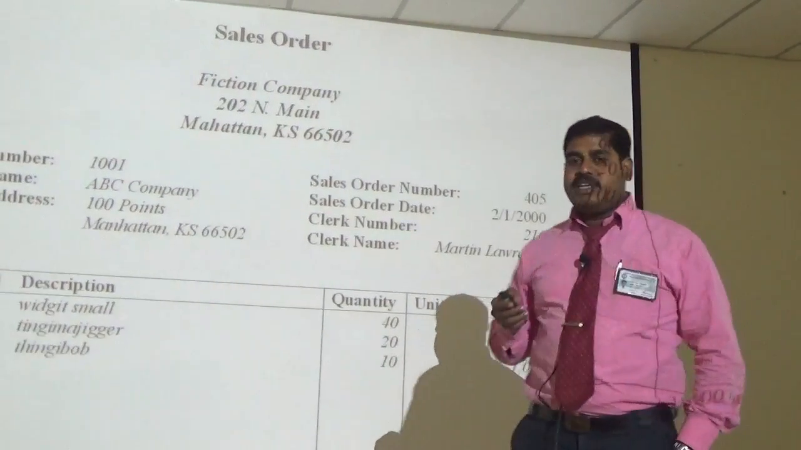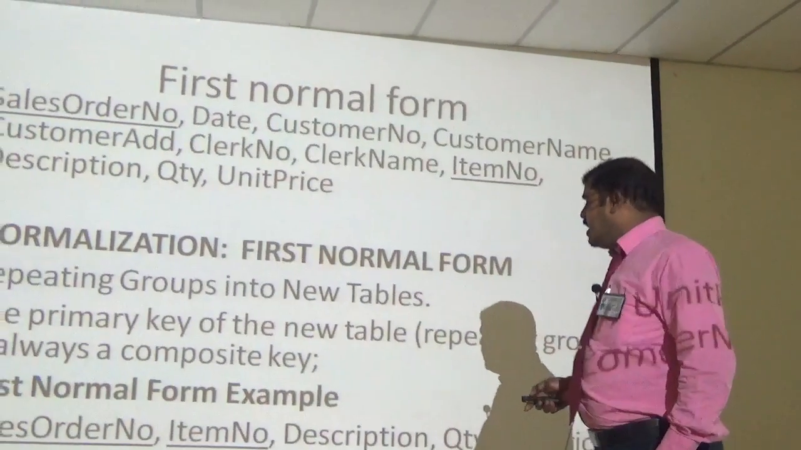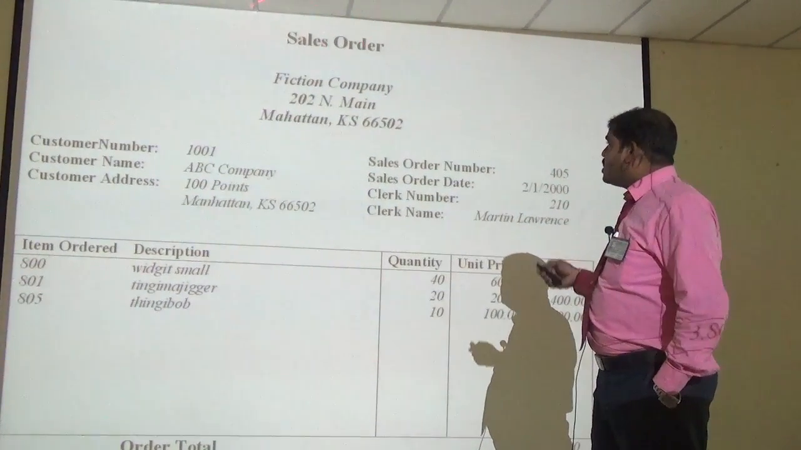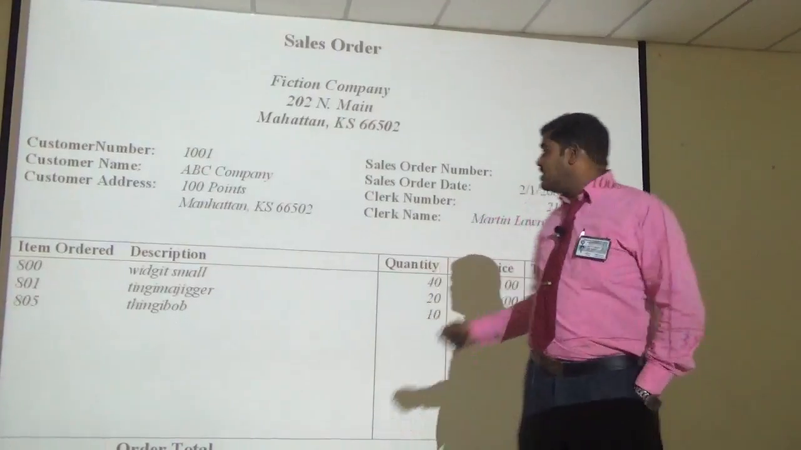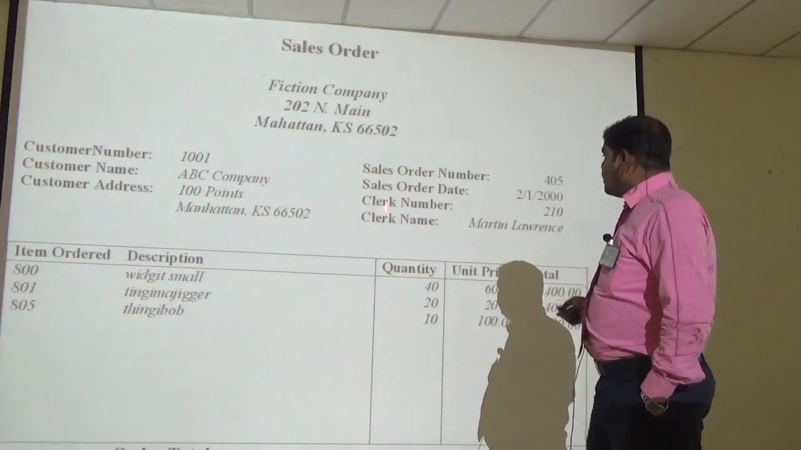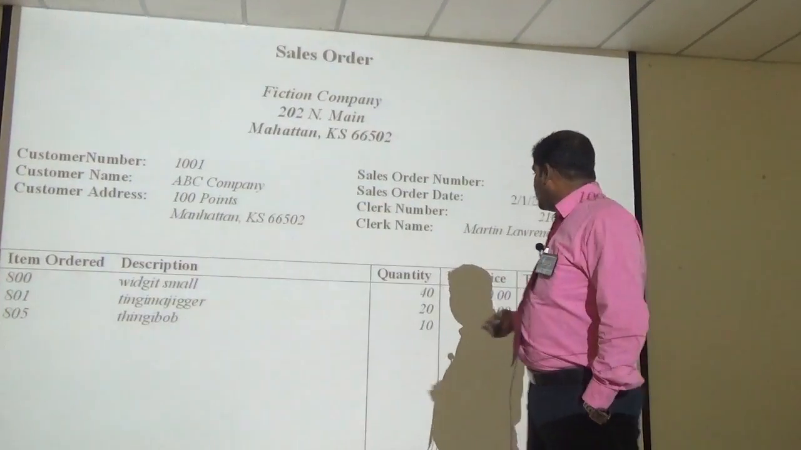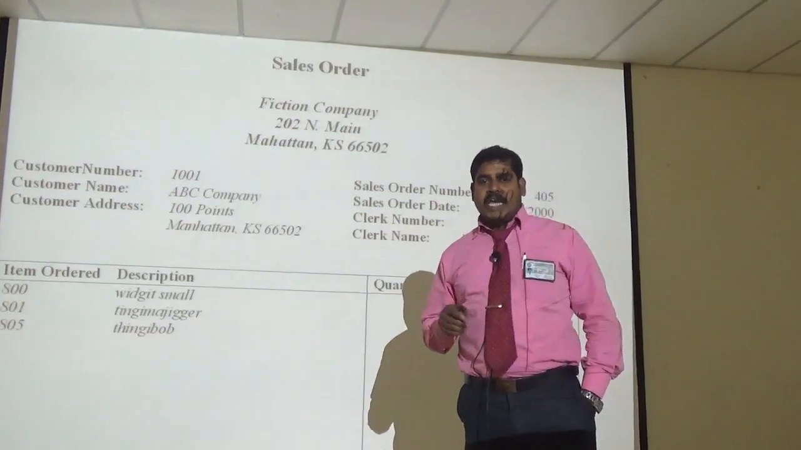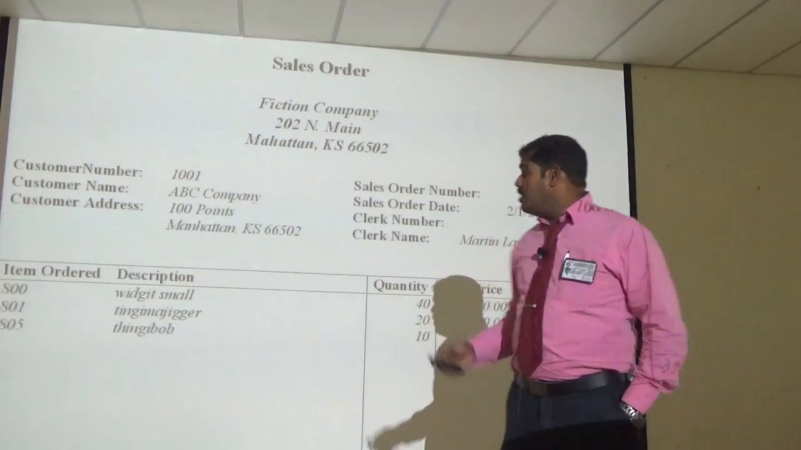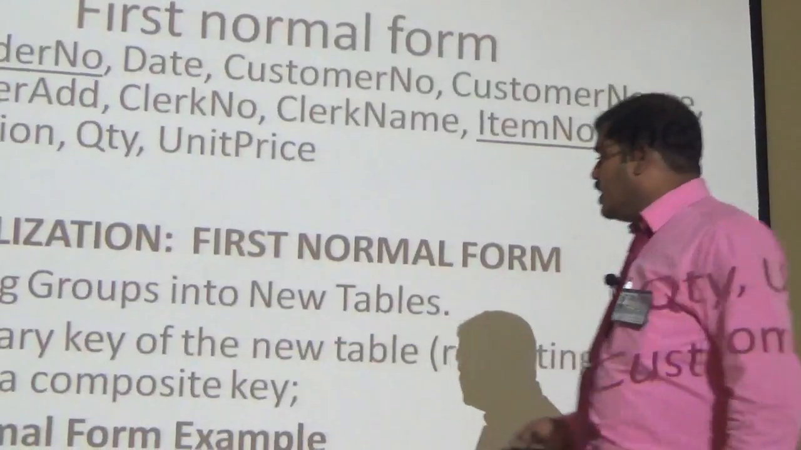After removing this repeatedly coming header, what table will we have? The sales order number is going to be the primary key for each and every sales order. So we'll have the sales order number, sales order date, clerk name, clerk number, customer name, customer number, and customer address. For these 2 tables to be referencing, I have the sales order number as the candidate key in the second table. The second table consists of the sales order number, item order, description, quantity, and unit price. That's the first normal form.